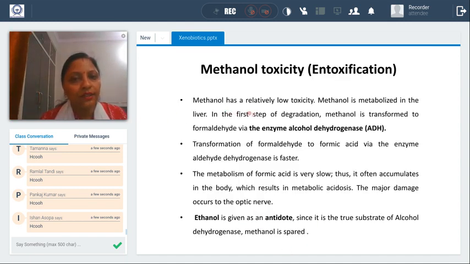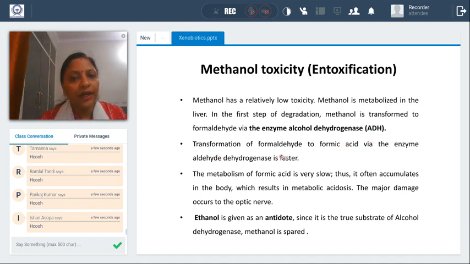So methanol has a relatively low toxicity. Methanol is metabolized in the liver. In the first step of degradation, methanol is transformed to formaldehyde via the enzyme alcohol dehydrogenase. The main biocatalyst, the main enzyme involved in this reaction, is alcohol dehydrogenase, also known as ADH.